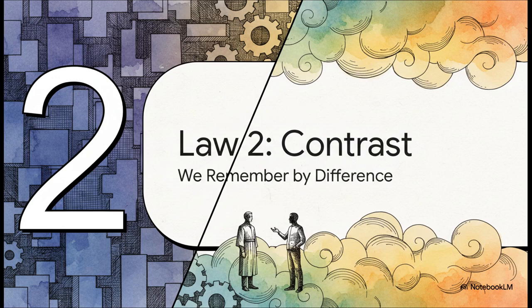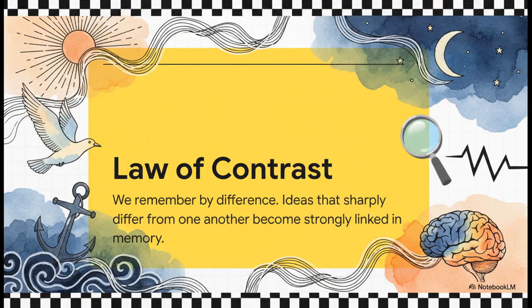Okay, on to the second law. We've talked about how alike things stick together. Now let's flip that on its head and talk about the incredible power of opposites. This is Aristotle's law of contrast. Aristotle also saw that our brains do this other funny thing. They love to pair opposites. Think about one extreme, and its counterpart just naturally pops into your head. It turns out that a really sharp difference between two ideas doesn't push them apart in our memory. It actually forges a super strong link between them.